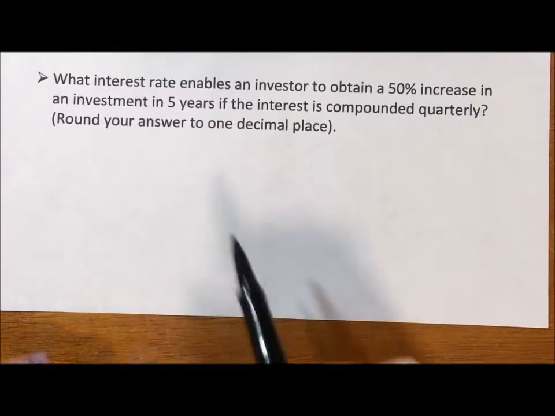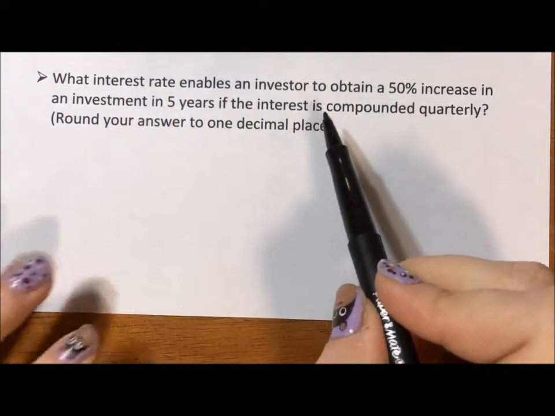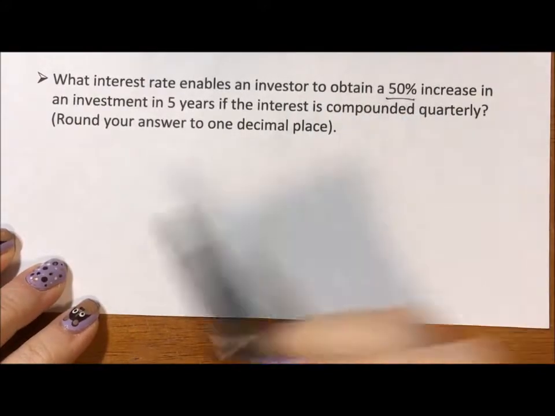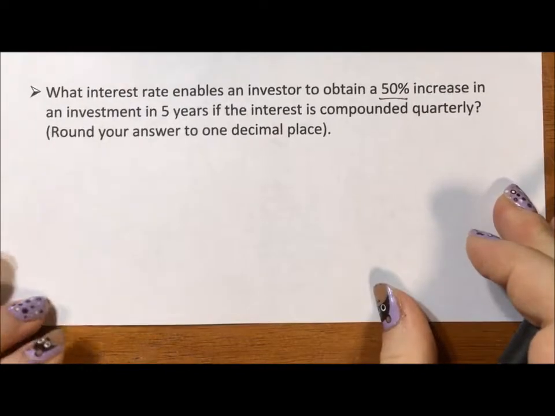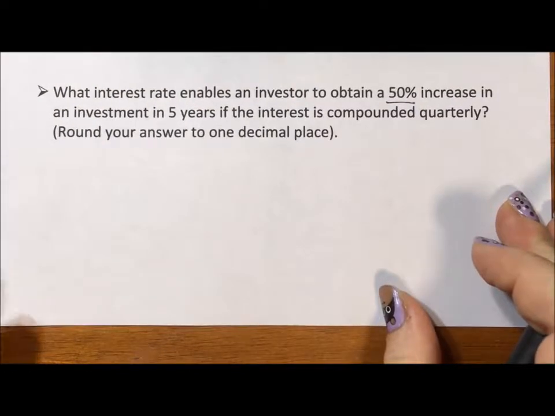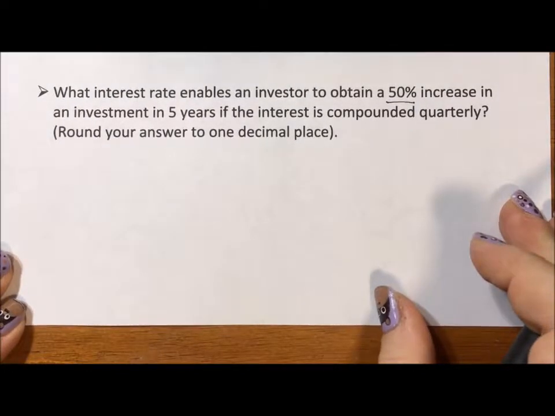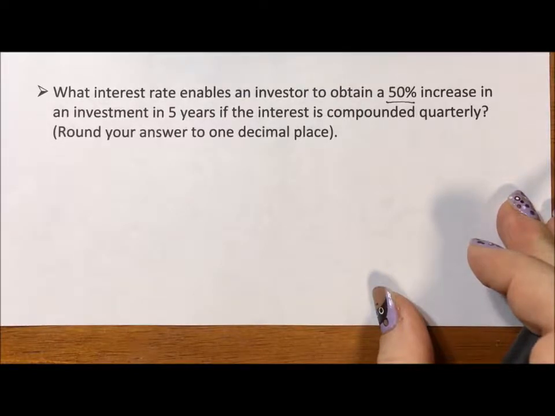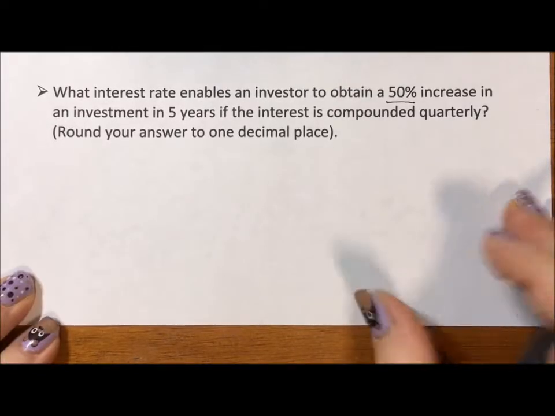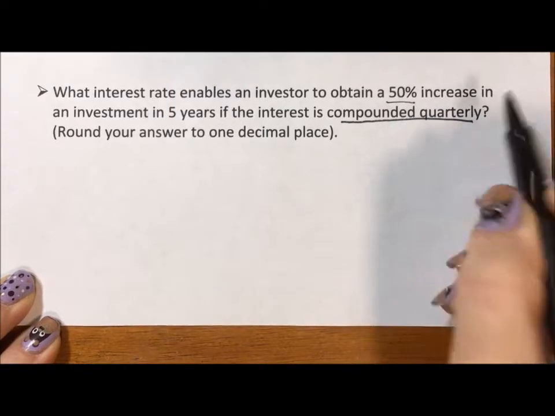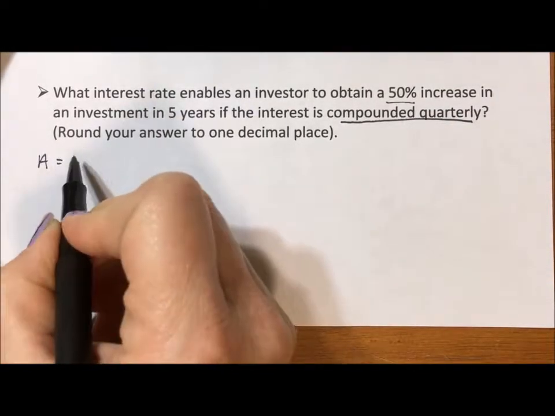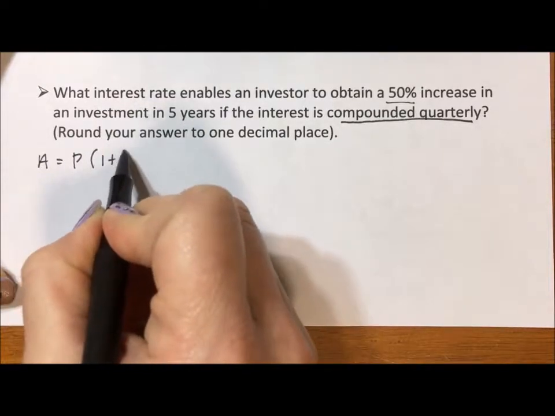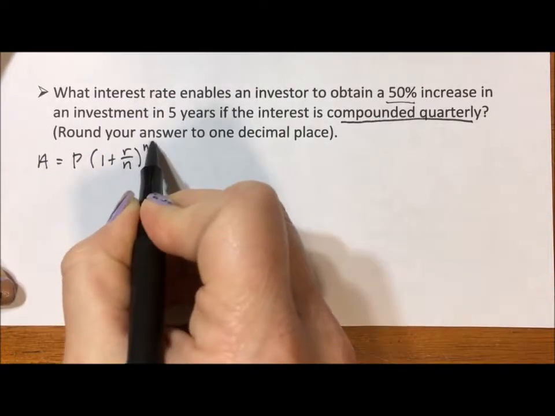So in this one, we want to know what interest rate enables somebody to get a 50% increase in 5 years. There aren't a lot of numbers here except the 50% in 5 years, and we want to know the rate. Compounded quarterly, we have this too. So we're going to use our compounding formula, A equals P(1 + r/n)^(nt).